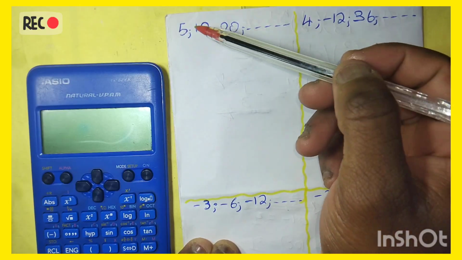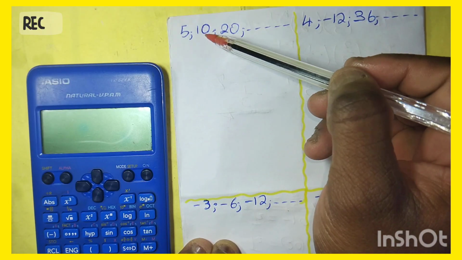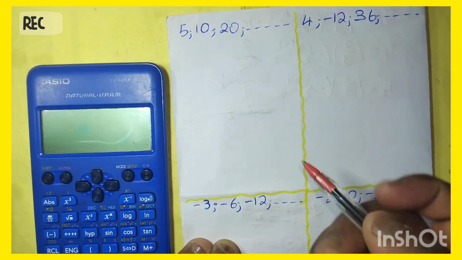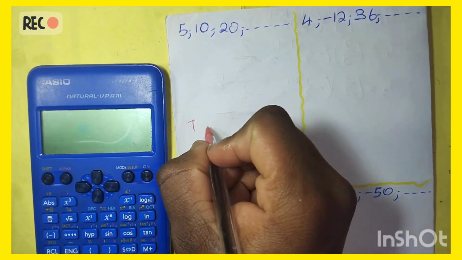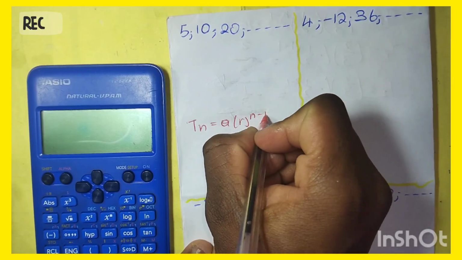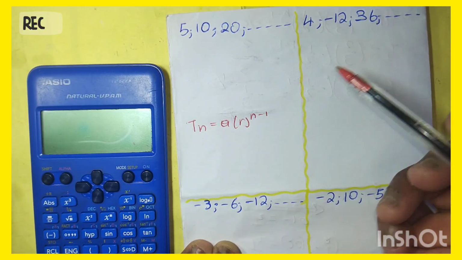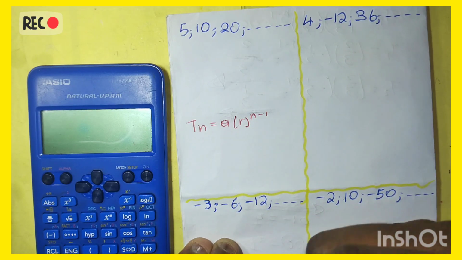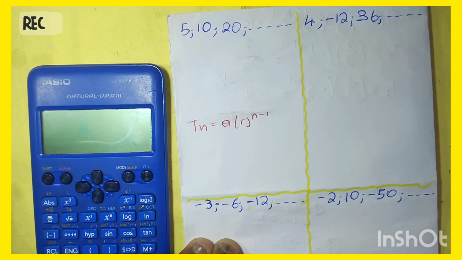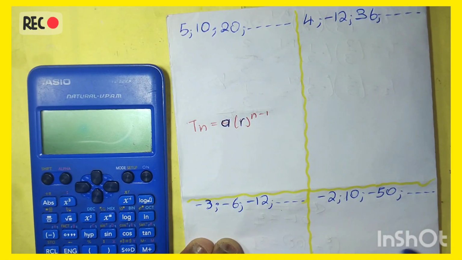For you to find the equation of this pattern, just know that because it's a geometric sequence, you'll be using an equation like this. Do you see this equation, guys? It is the general equation of the geometric sequence. So what you should do is find the value for a, as well as the value for r.